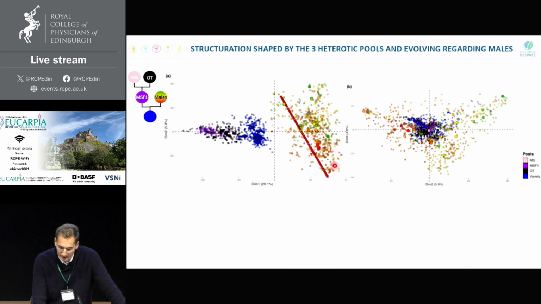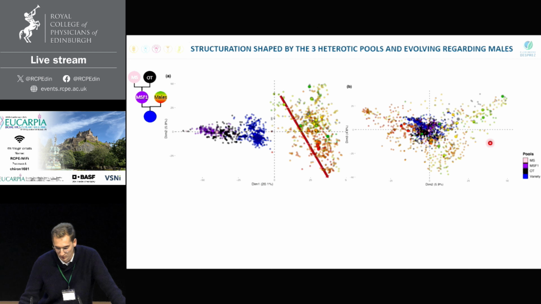Looking at other PCA axes, you can see, of course, because of the number of accessions, a lot of structuration within the male pool. Again, newer accessions, older accessions, and in between. And clearly, the same structure appears when looking at admixture.